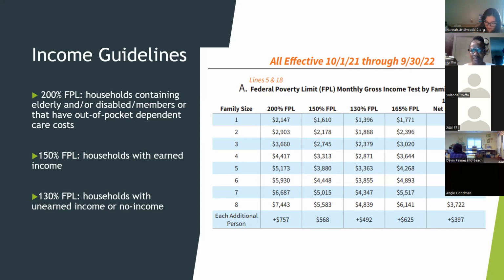Okay, so what's each percent again? So 200% is if there's an elderly or disabled member of the household, or if the household has to pay dependent care costs, which would be daycare or an adult daycare program. Okay, so as long as one person in the household falls into one of those categories, that would be the percentage, 200%. 150% is if at least one person has wages, earned income. 130% would be households that have no income or unearned income. So if someone is receiving unemployment income or they're not working, it would be 130%.